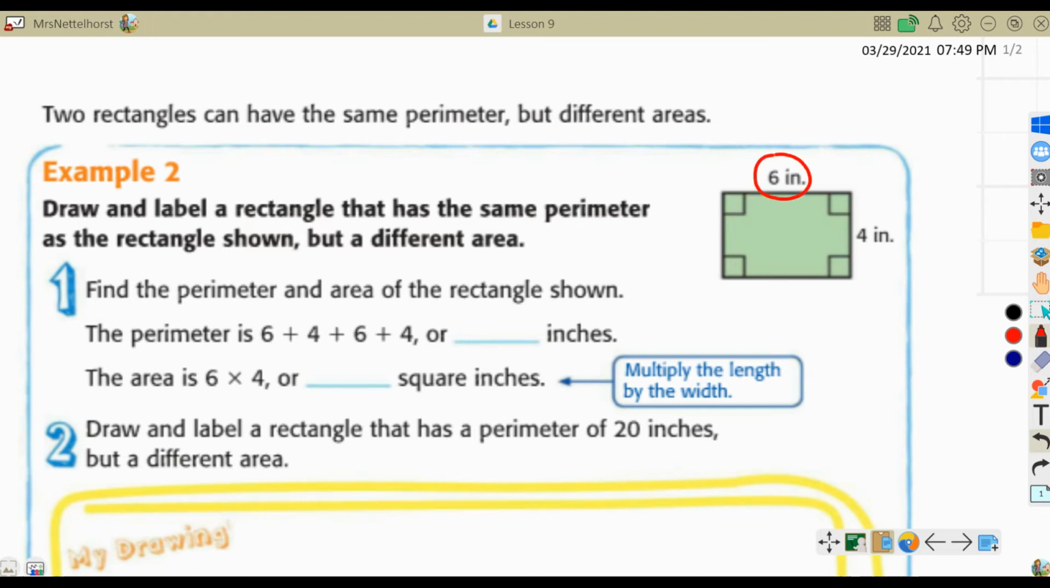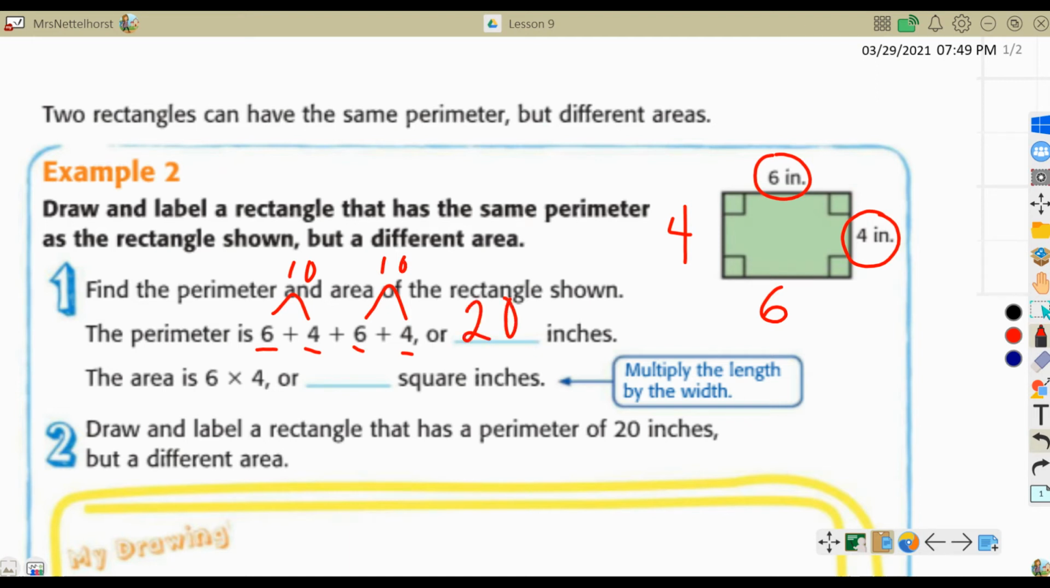So this side is 6 inches. So we know this side is also 6 inches. This side is 4 inches, so we know this side is also 4 inches. So we just put it out here into a number sentence because you add up all the sides. 6 plus 4 plus 6 plus 4. I know 6 plus 4 is 10, and 6 plus 4 is 10. Okay, so that is 20 inches.